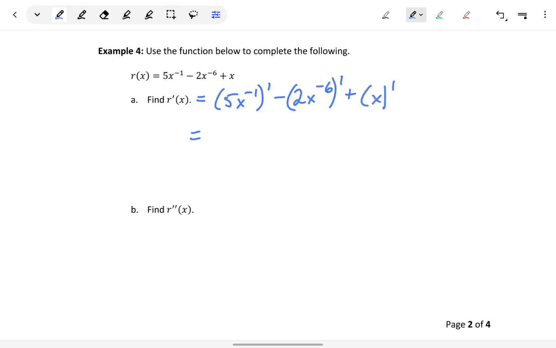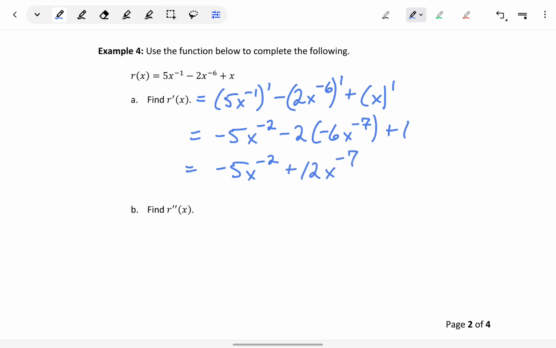And again, differentiating term by term, we would end up with negative 5x to the negative second minus 2 times negative 6x to the negative seventh plus 1, or negative 5x to the negative second plus 12x to the negative seventh plus 1.